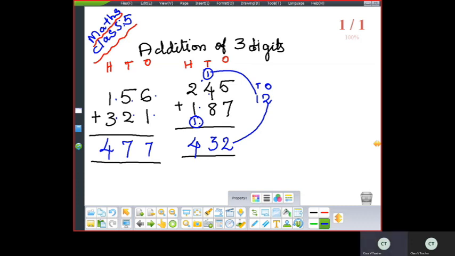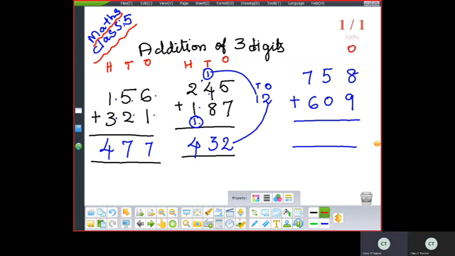So let me take one more number. 758 plus 609. So let me do the addition part. So 1, 10, 100. Okay. So 8 plus 9, how much? 17. So 7 will come over here. 1 is carry over. I am keeping it on the tens place.